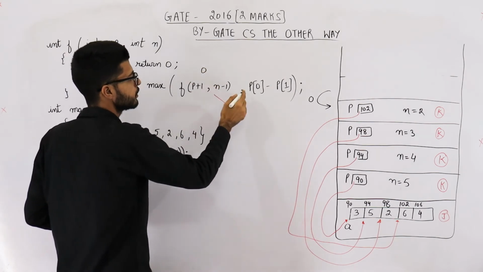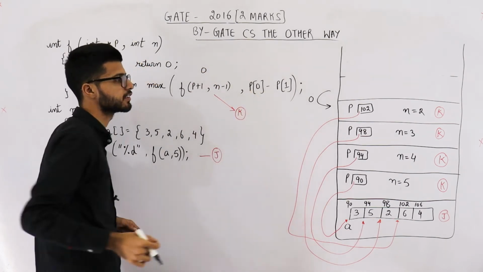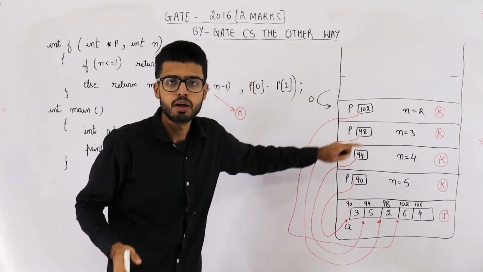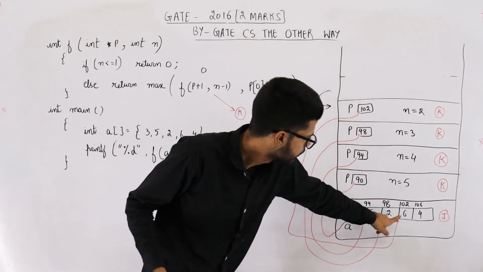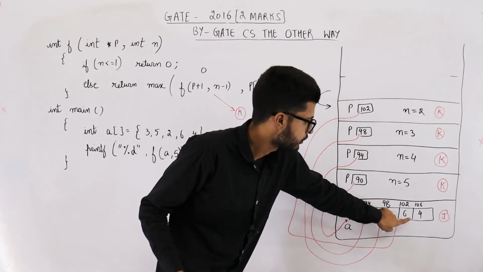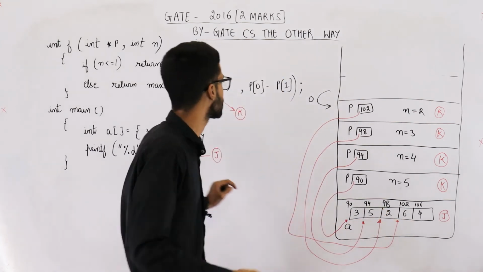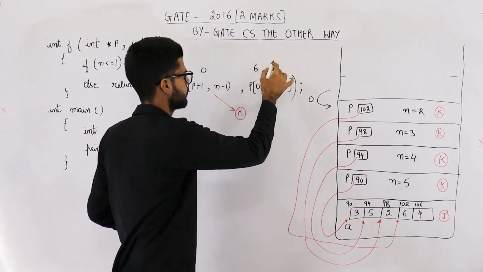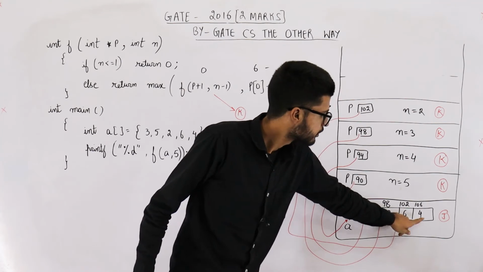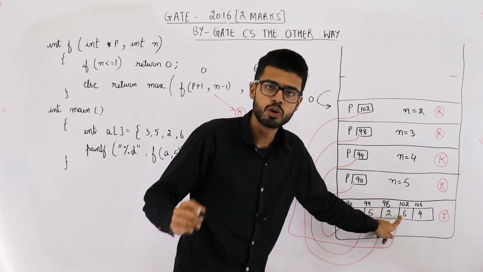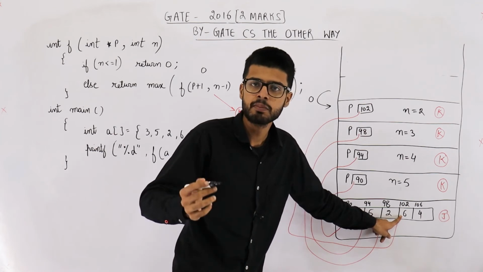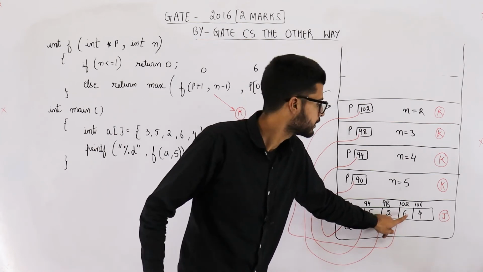So this is 0. Now let us calculate what is p of 0 minus p of 1. So p is 102. P of 0 means this. Okay, so p of 0 is 6. 6 minus p of 1 means this. So this is pointer p. P of 0 means element present at address p. P of 1 means element present at address next to p, this one.